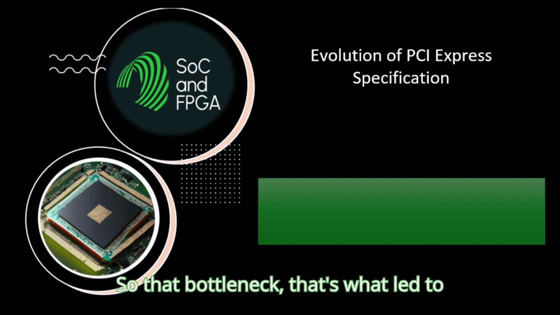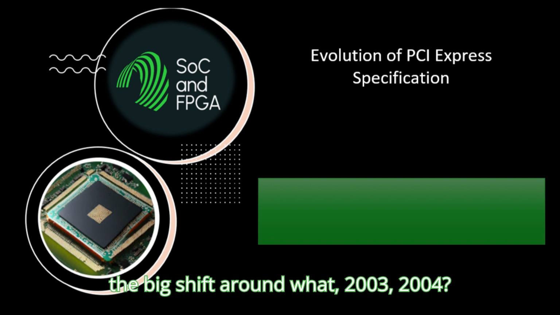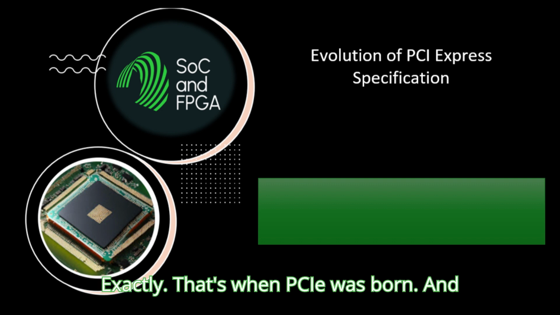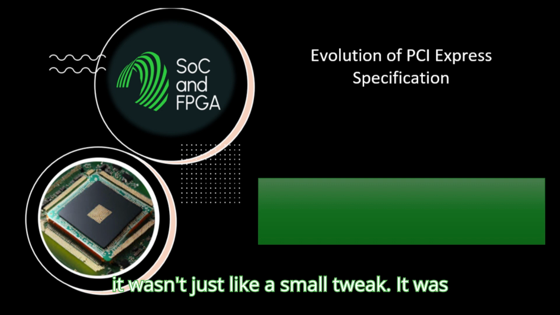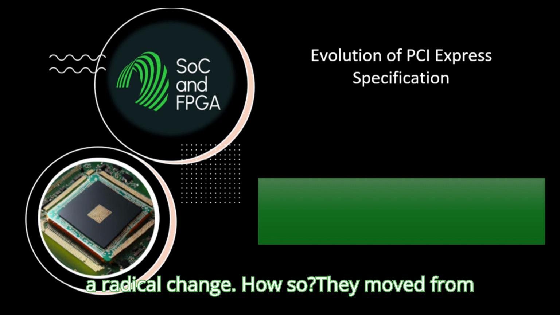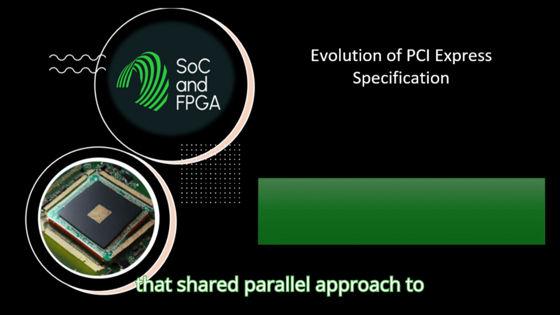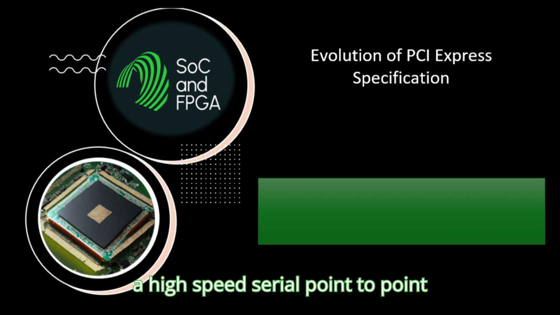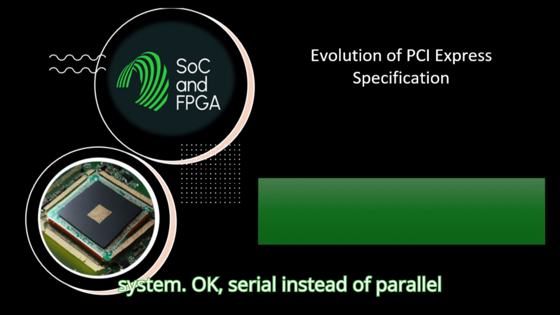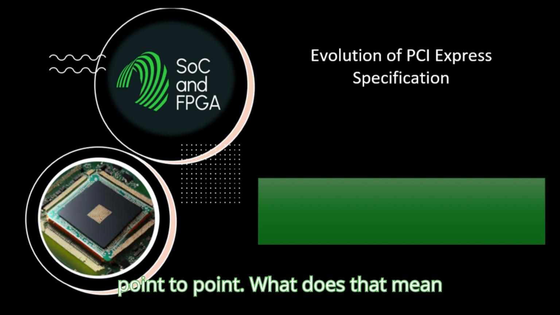So that bottleneck, that's what led to the big shift around 2003, 2004? Exactly. That's when PCIe was born. And it wasn't just a small tweak. It was a radical change. How so? They moved from that shared parallel approach to a high-speed serial point-to-point system. Okay, serial instead of parallel, point-to-point. What does that mean exactly?